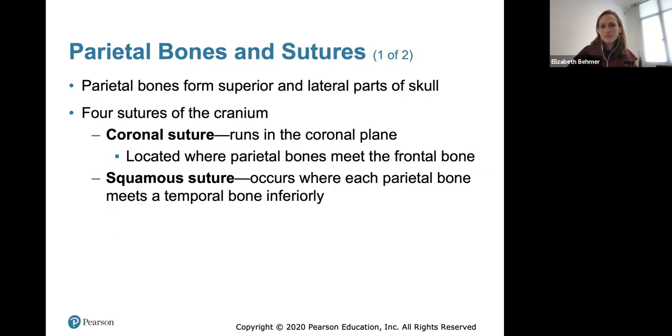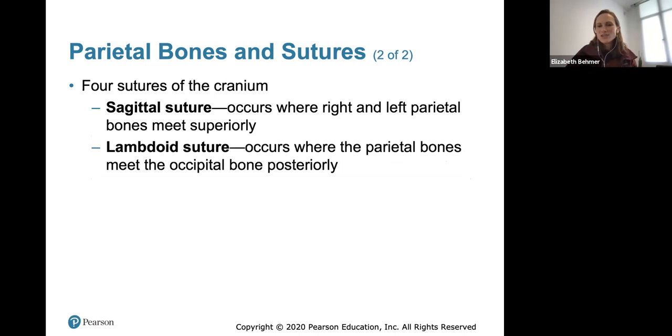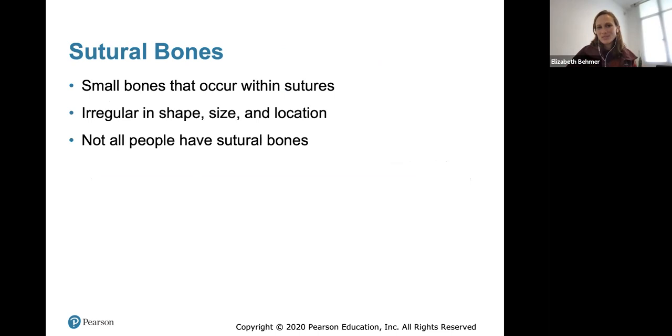The parietal bones form the superior and lateral parts of the skull. Sutures are where your skull bones join together and fuse together, and there are 4 sutures of the cranium. The coronal suture runs in the coronal plane, located where your parietal bones meet your frontal bone. The squamous suture occurs where each parietal bone meets the temporal bone inferiorly. The sagittal suture occurs where the right and left parietal bones meet superiorly, and the lambdoid suture occurs where the parietal bones meet the occipital bone posteriorly.